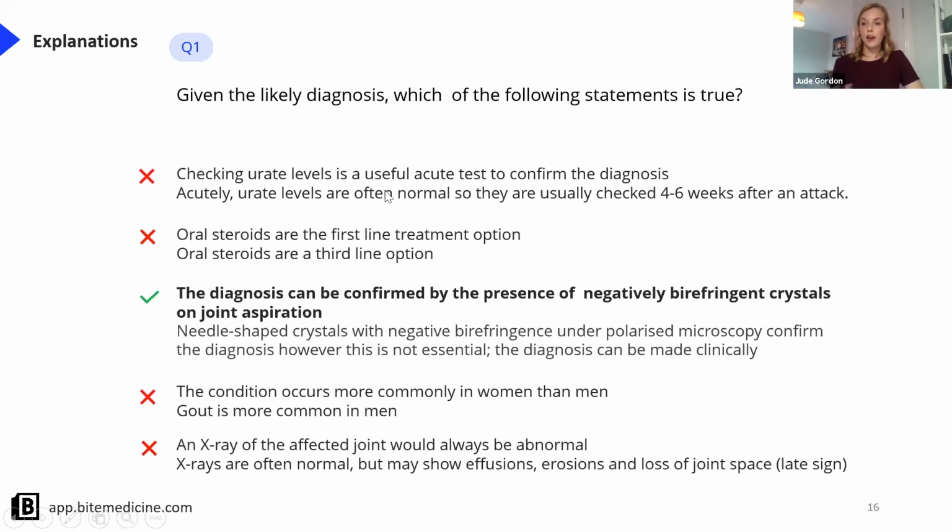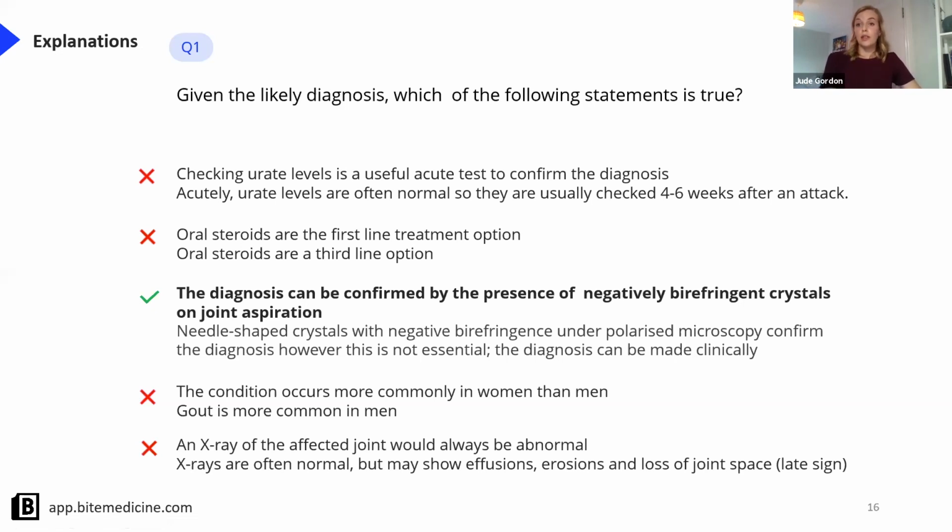The other one I wanted to point out, which I think a couple of you have gone for, is a bit of a trick, because urate levels are really useful in gout, but not so much in the acute setting. So when there's an acute flare of gout, the urate tends to be deposited into the joint that's affected. So the actual circulating levels in the blood can be quite low or normal at least. So it's not that helpful in the acute setting.